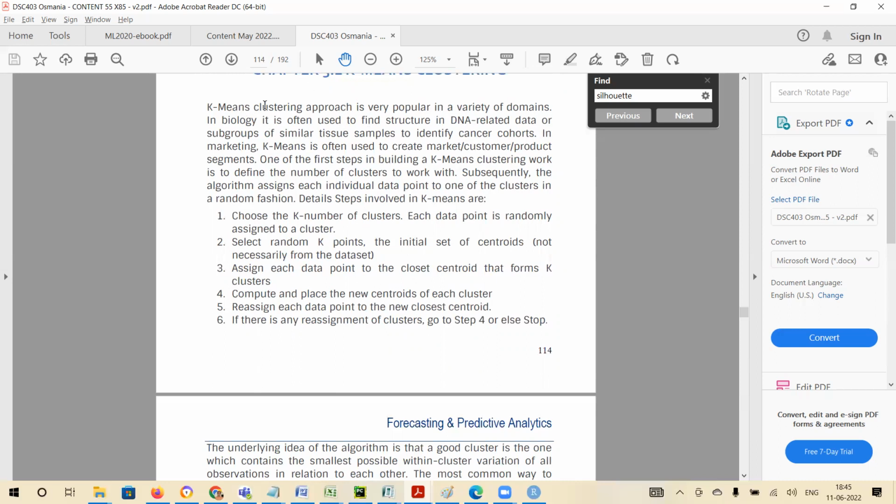Long answer, right? So K-means clustering approach is popular in a variety of domains in biology. It is often used to find structure in DNA-related data. That is application, basically, right? So K-means is often used to create market, customer, product segments. One of the first steps to build the K-means clustering algorithm is to define the number of clusters to work with. Subsequently, the algorithm assigns each individual data point to one of the clusters in random fashion. Okay, so this is your step. You explain this. That is clustering.